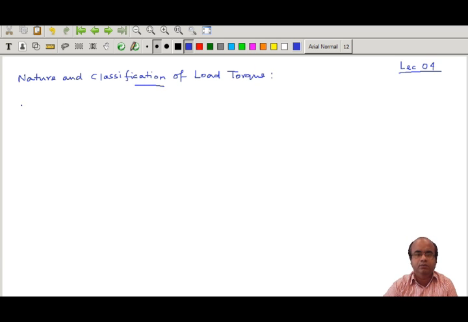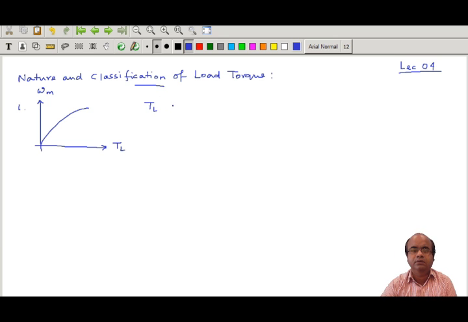I am going one by one. The first one is the graphical representation. This is the omega axis and the load torque. Now this representation is TL proportional to omega m square. Okay, that is the load torque.